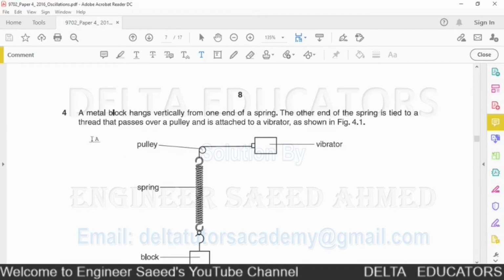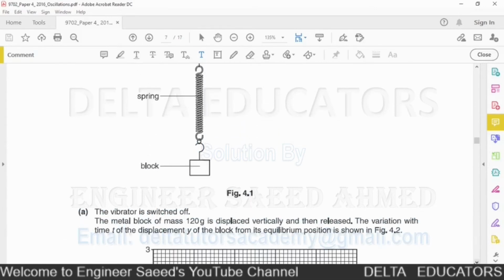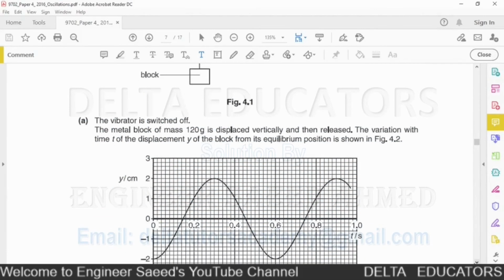This question is from paper 4 variant 2 of May-June 16, and in the paper it is question number 4. A metal block hangs vertically from one end of a spring. The other end of the spring is tied to a thread that passes over a pulley and is attached to a vibrator as shown in figure 4.1. It is figure 4.1. Part A.